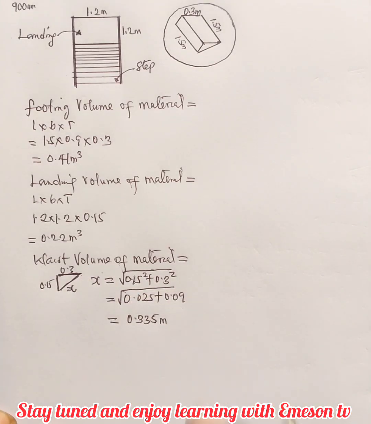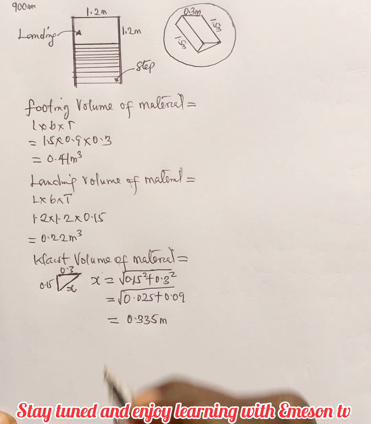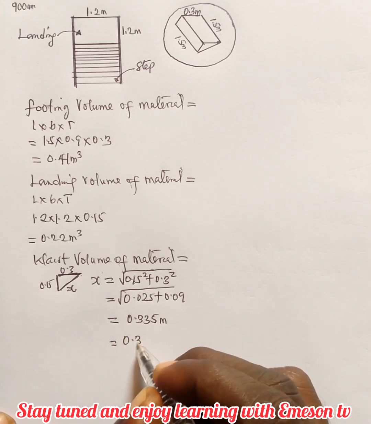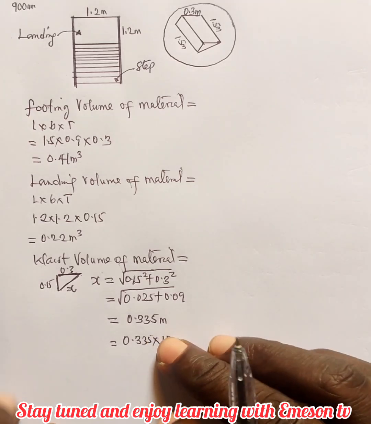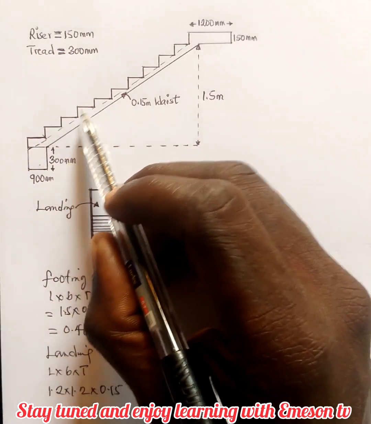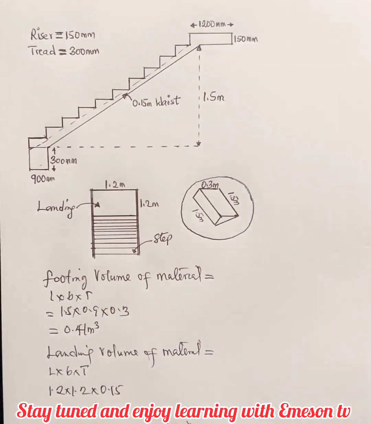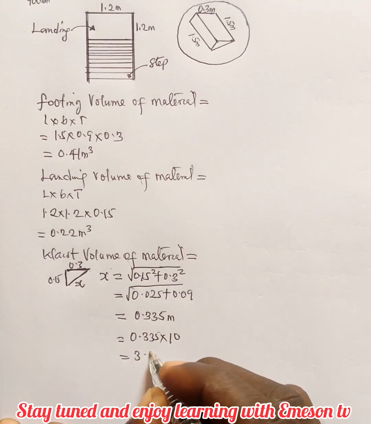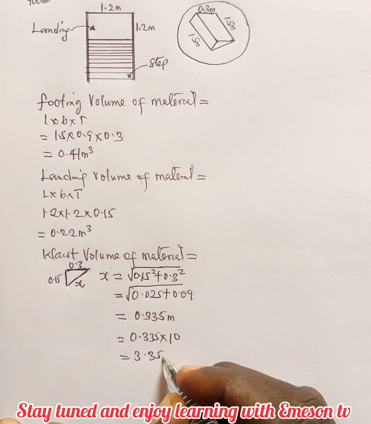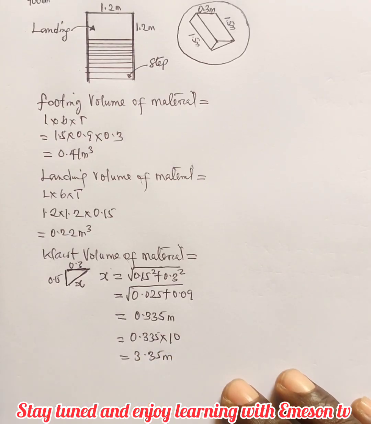Having known this, for us to get the total length of the horizontal, the length across the slope, we have to say 0.335 times what? 10 steps. If you check the drawing, we have 10 steps: 1, 2, 3, 4, 5, 6, 7, 8, 9, 10. So you multiply this by 10. We're going to have 3.35. So now I have known the length.